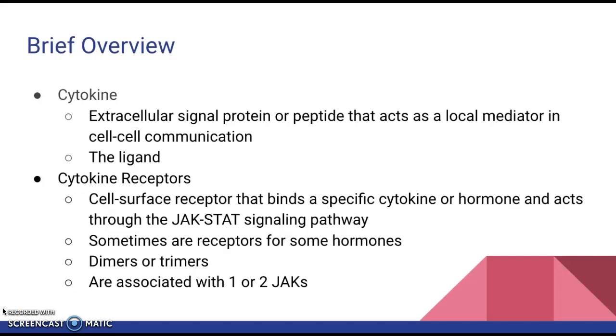So before we go over the pathway, I just wanted to go over a few things involved in the pathway. The first of which is cytokines. Cytokines are just the signaling protein for this pathway, and it acts as the ligand. And the receptors that are used are the cytokine receptors. Cytokine receptors can bind specific cytokines, but they can also bind hormones. And they usually are in the form of dimers or trimers and are associated with typically two JAKs.